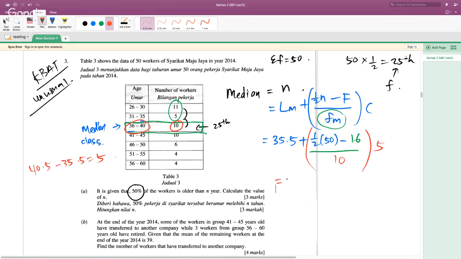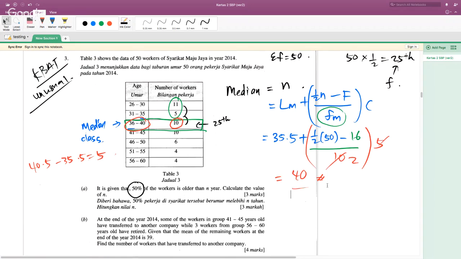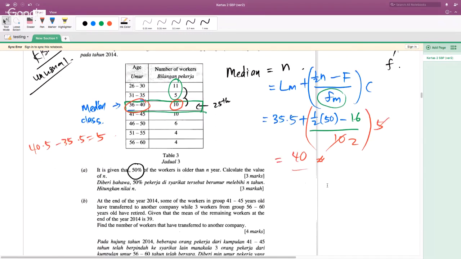And then you just use the calculator, you can easily get this answer. Let me just do it. 25 minus 16, then divided by 2, and then plus 35.5. So you will get 40. Okay, this is the n. That means if they ask what the workers older than 40 years old are, you have 50% of the workers older than 40 years old. It's a bit unusual, that's what I'm saying just now.